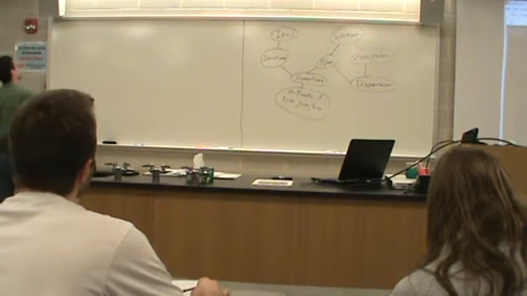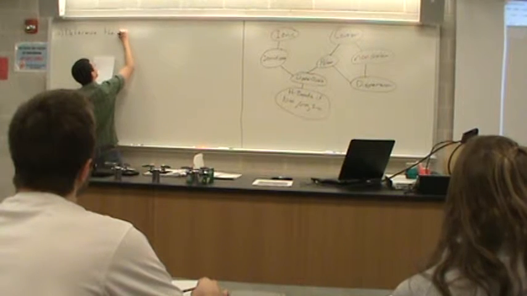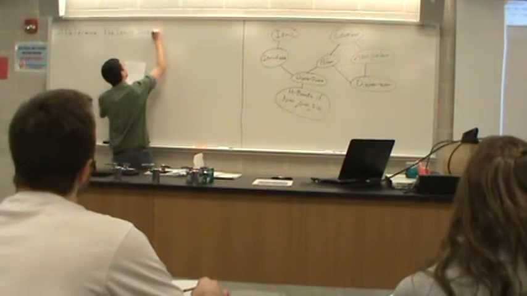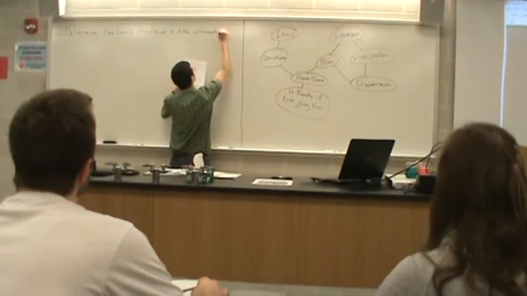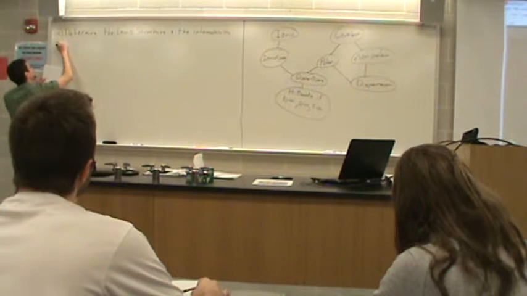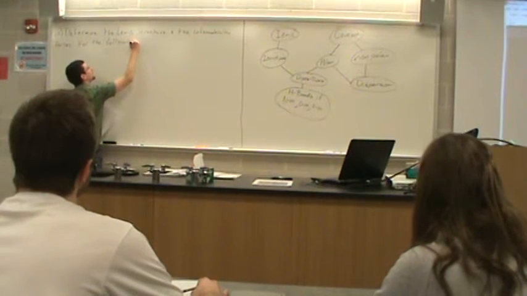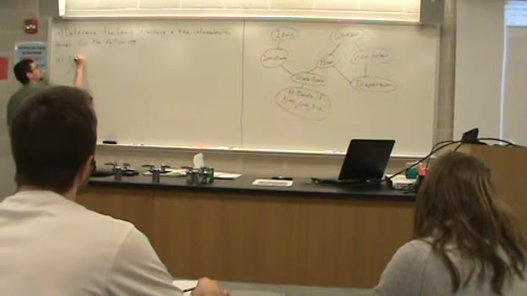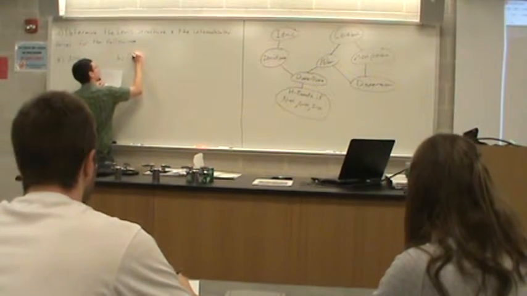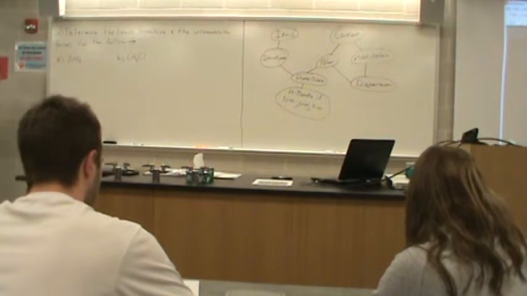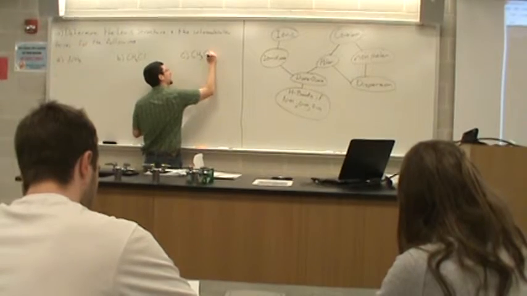All right. So example. Determine the Lewis structure and the intermolecular forces for the following. A, we have NH3. What's the name of that compound? Ammonia. Good. B, CH3Cl, and C, we have ethane.